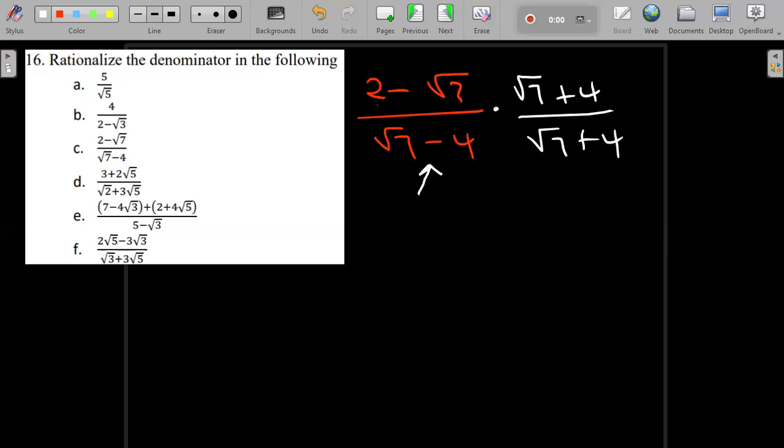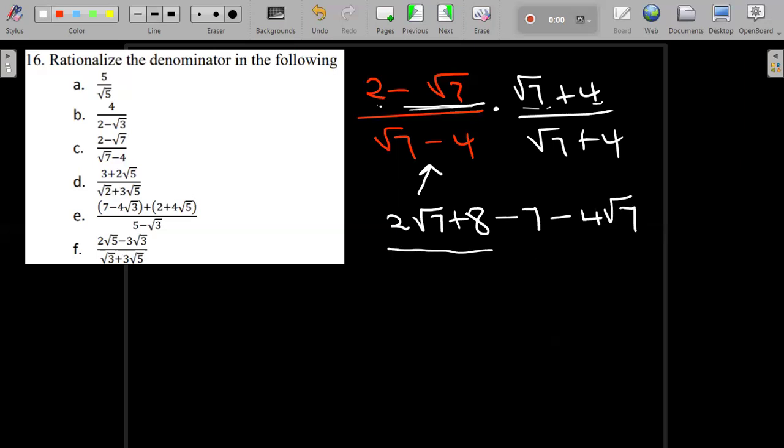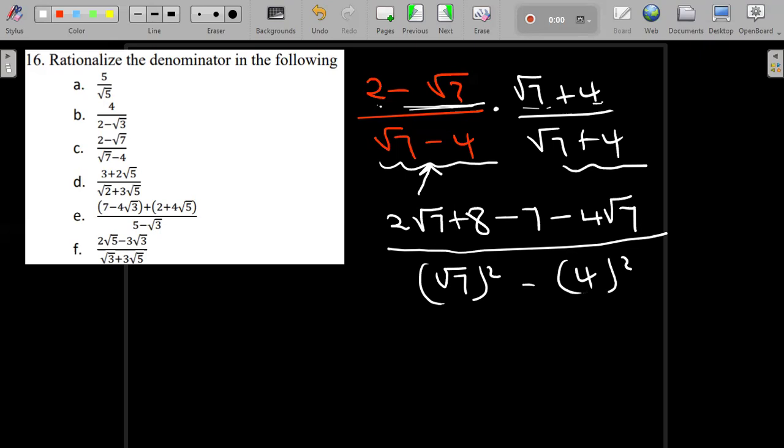So it will be 2 multiplied by root of 7. That would be 2 root of 7. Then 2 multiplied by 4. That would be plus 8. And then now we go to the minus root of 7 here. So minus root of 7 multiplied by root of 7 is going to give me minus 7. And then minus root of 7 multiplied by 4 is going to give me minus 4 root of 7. All right. And then we divide this by the multiplication of this guy with its conjugate. Okay. So if they are conjugates, just write the root of 7, square it, and then minus, we have 4, and then square it. Okay.